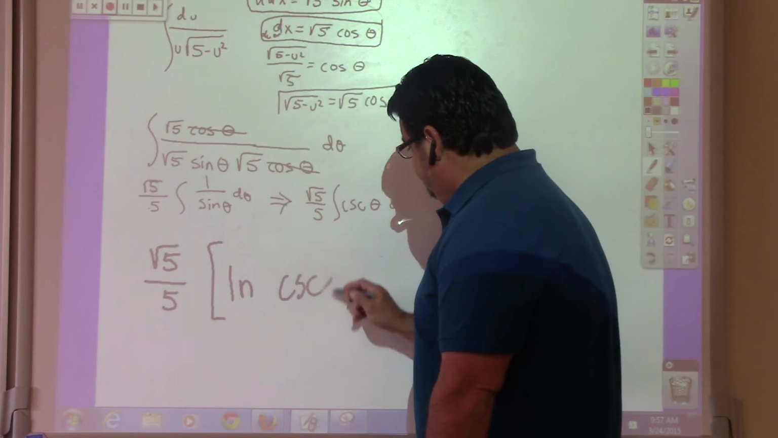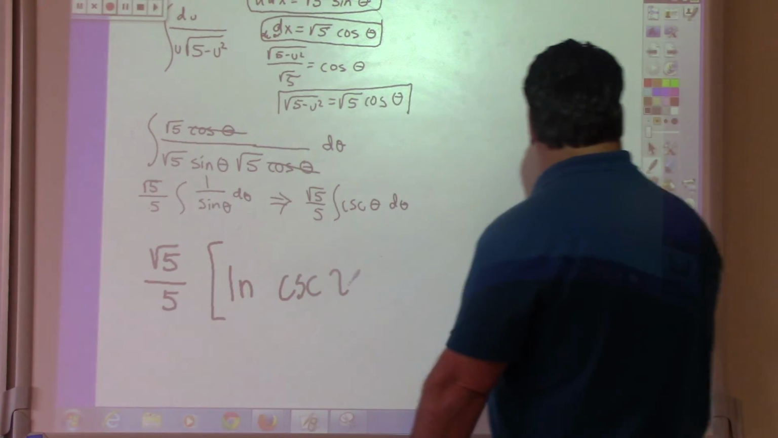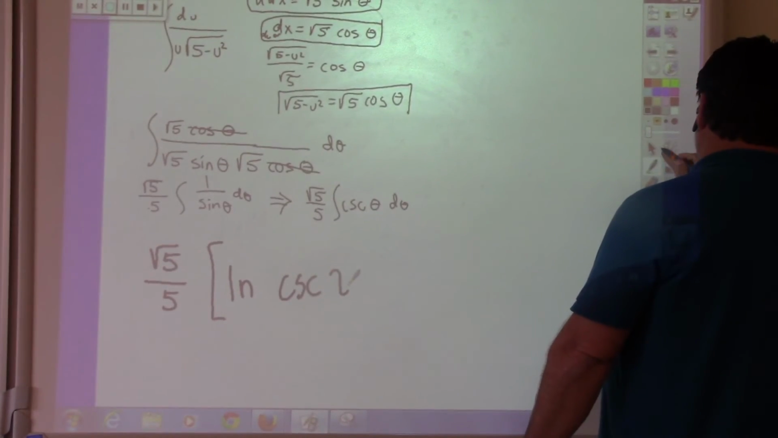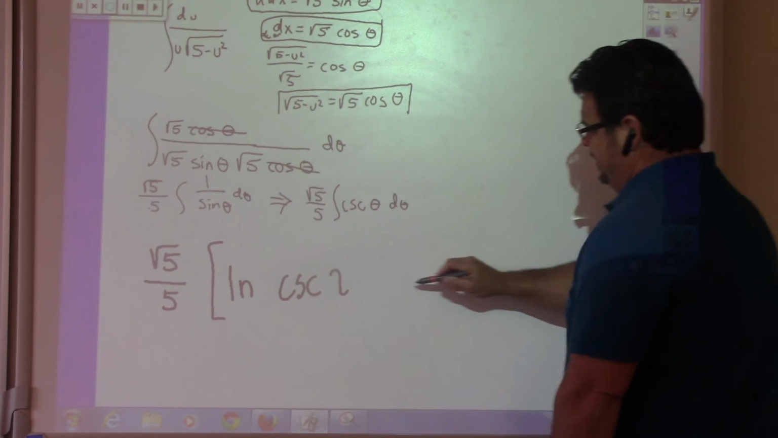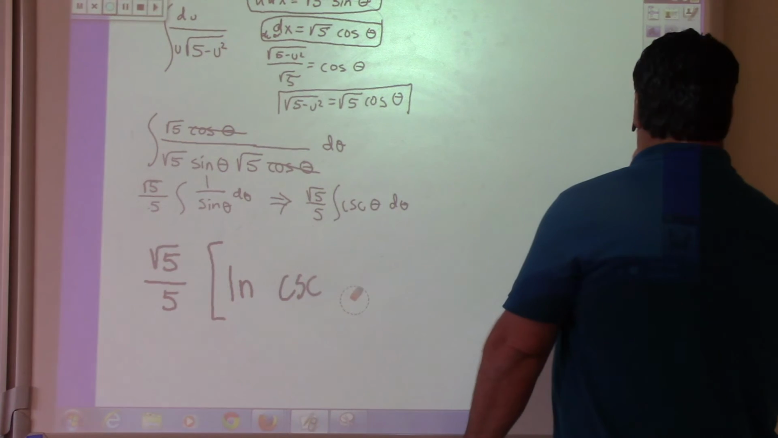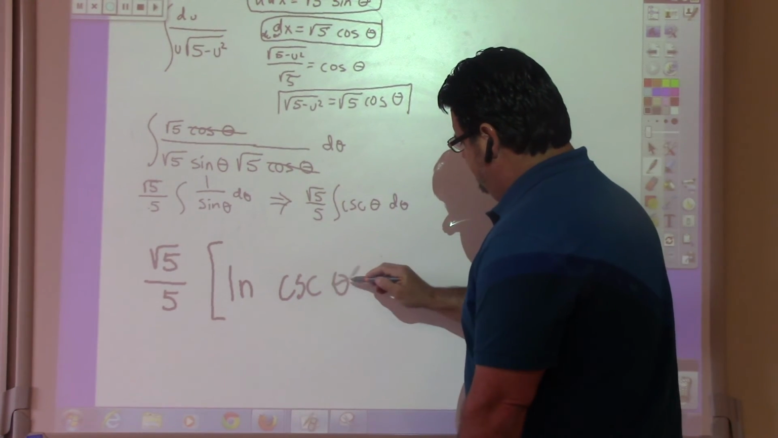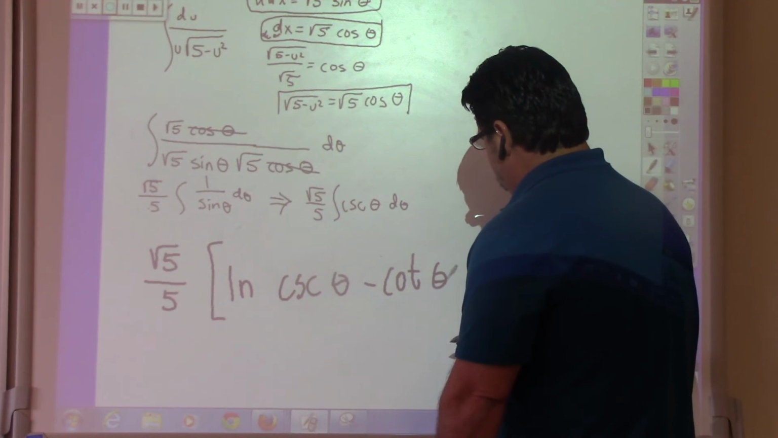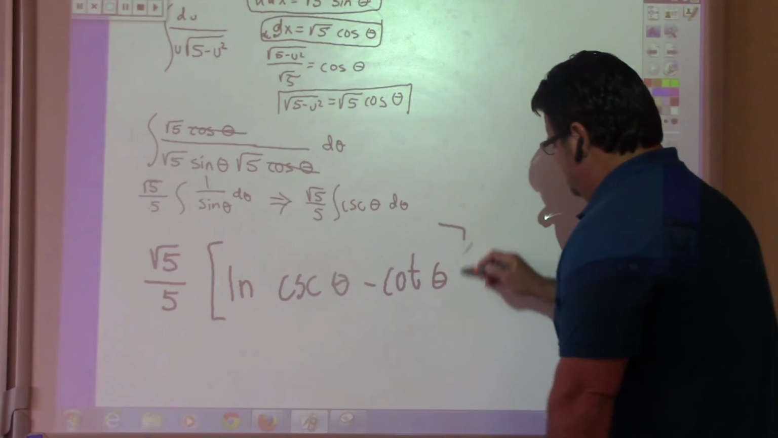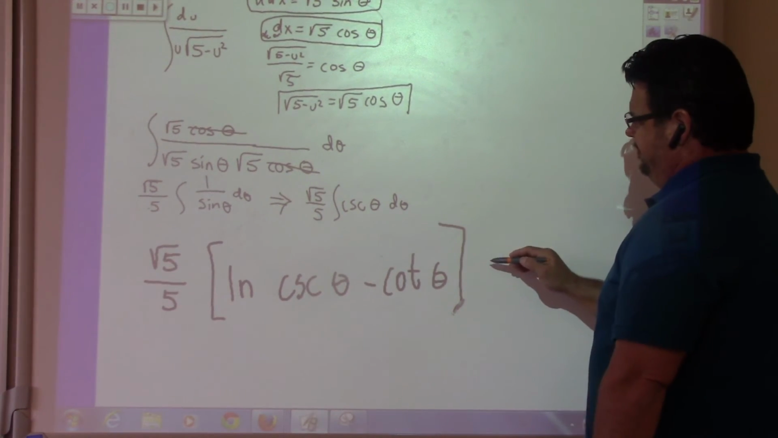Cosecant of theta minus the cotangent. Y'all need to look in your table and see if I'm correct. I think that's right. Cosecant minus cotangent of theta. I think that's right. Plus C.